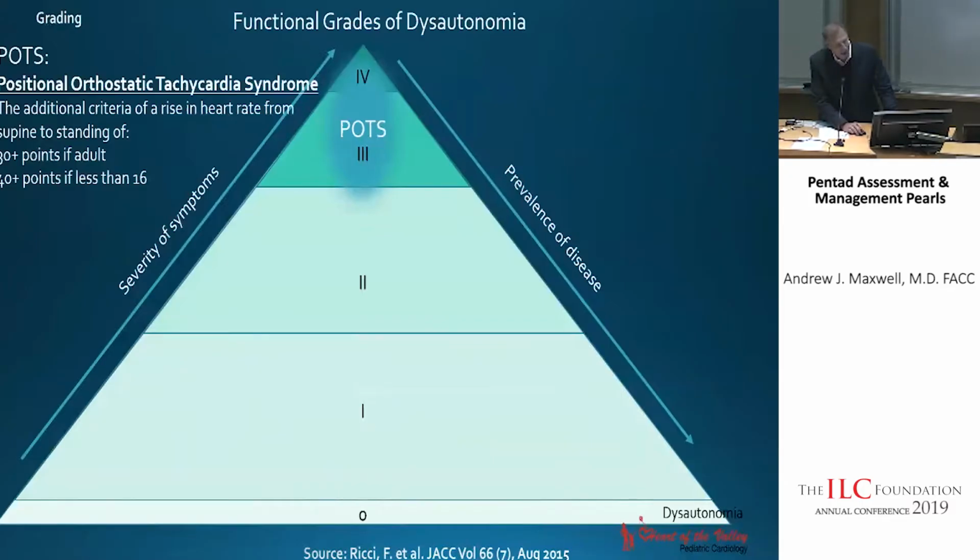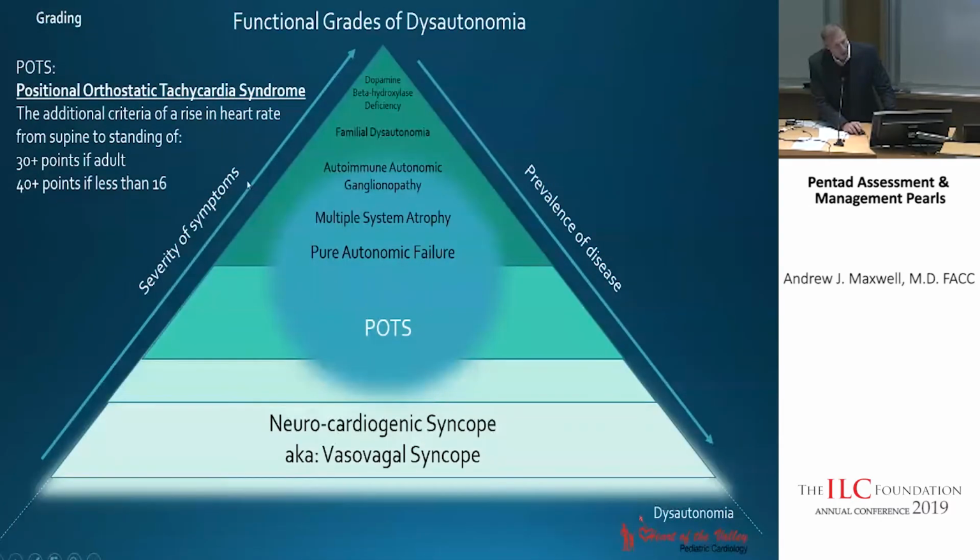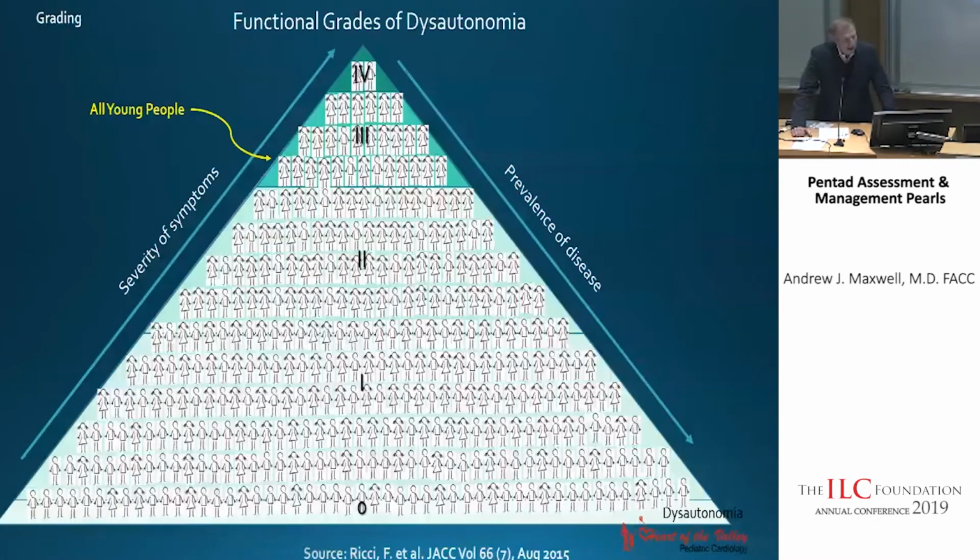And then at the top of this pyramid, you've got the grade 4, and this is where you have a lot of different very serious things going on to make a patient extra sick. Now, if you take these functional grades and take all young people, say 9 to 25 years of age, the typical time that they'd be having grade 1 dysautonomia, if you put them all into this pyramid, the biggest grade that they have is grade 1, as I said before. Very few are down here in the grade 0. And again, as the severity of the symptoms go up, the prevalence goes down.